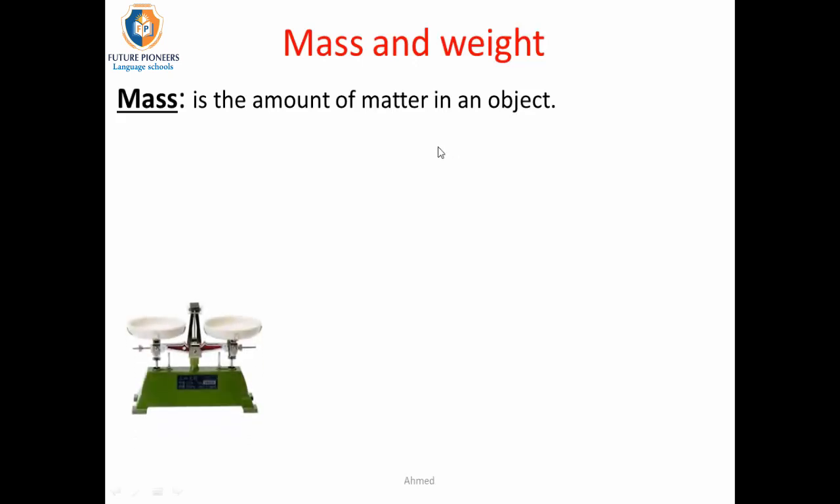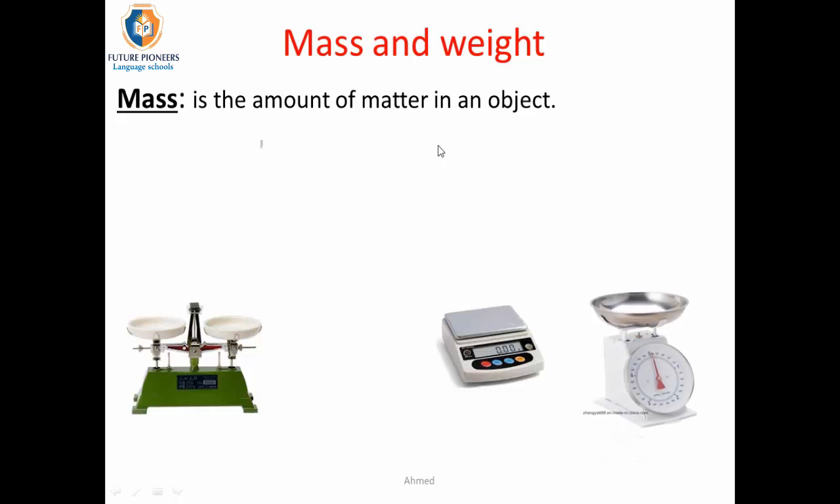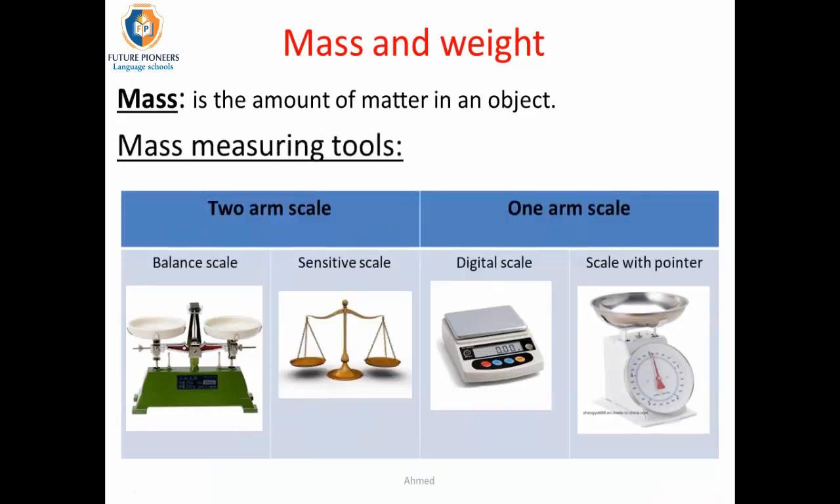But how can we measure mass? Mass is measured by many tools which are called scales. These scales are divided into two types, which are two-arm scale and one-arm scale. In case of two-arm scales, there are two forms: balance scale, which is called common balance, and it is used to measure large masses like the mass of fruit and vegetables, and sensitive scale, which is used for measuring small masses like the mass of jewelry or chemicals.